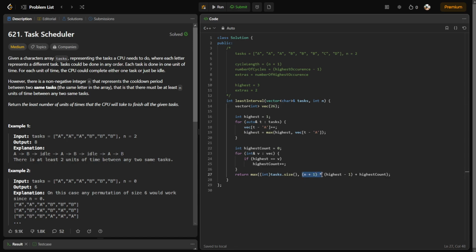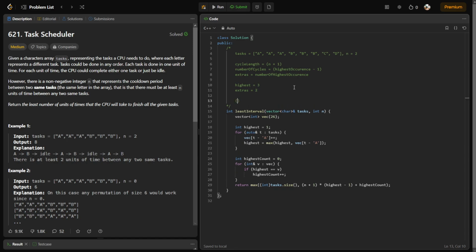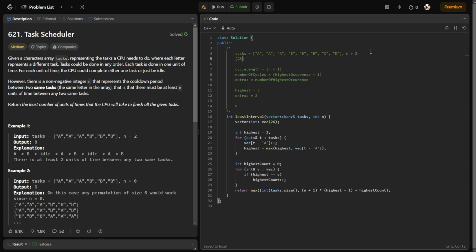So again, the number of cycles: n plus 1, we know n is 2, and then times the highest is 3, 3 minus 1, plus the highest count, in this case will be 2. So if we simplify this, 6, we get 8, right? So for this example, we will get 8. So if we do some manual scheduling, you can see that it is indeed 8.